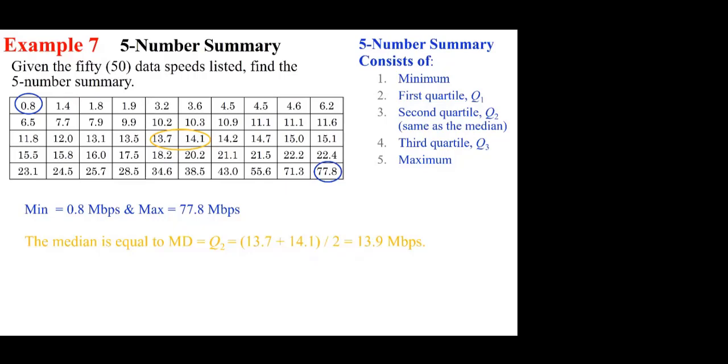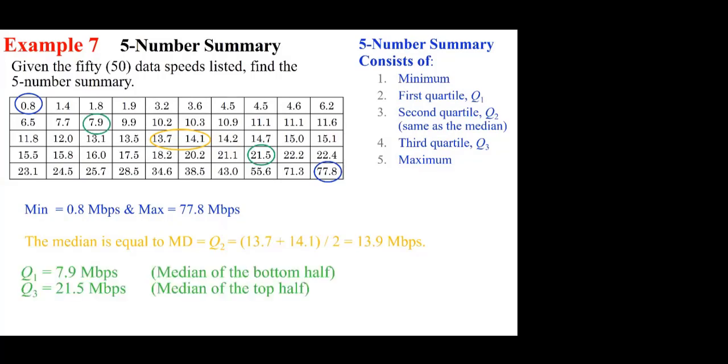Look at the bottom half only, assume the top half doesn't exist. So you have 25 pieces of data. For the bottom half, find the median. That's Q1. You have 25 pieces at top, find the median. That's Q sub 3. Let's look at the last question.